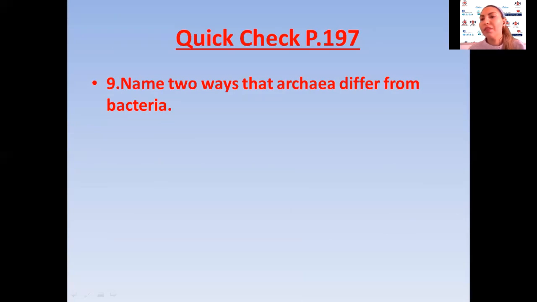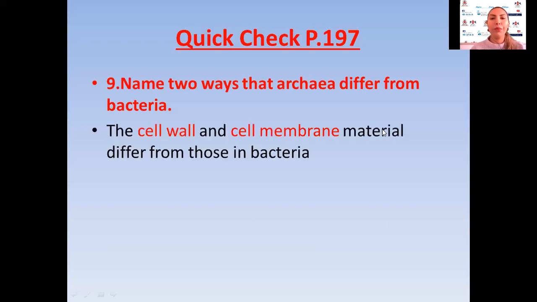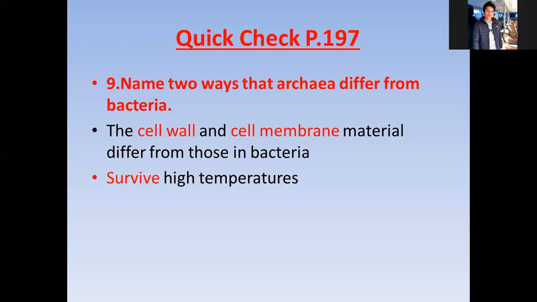Yusuf? Yes, Yusuf. It has a cell wall, and the material it's made of differs, and it can survive extreme conditions. Yes, okay. So the cell wall and cell membrane material differ from those in bacteria. You can write the answer with me. Take your time. Number 2: survive high temperatures. Thank you, Yusuf. You can write the answer.